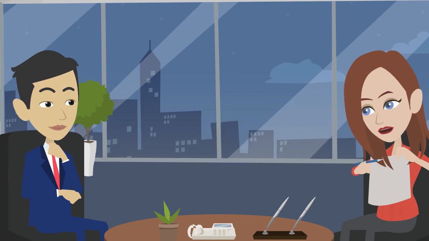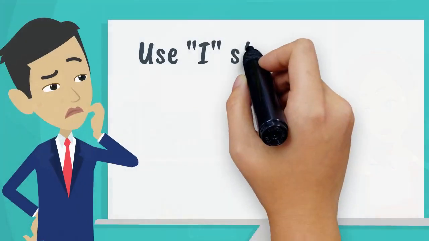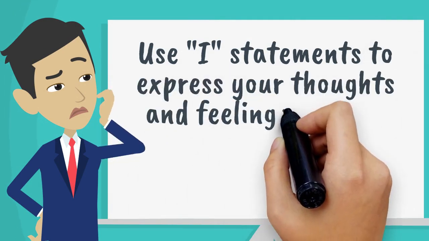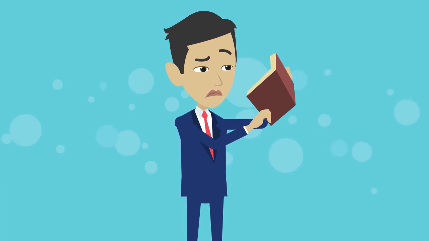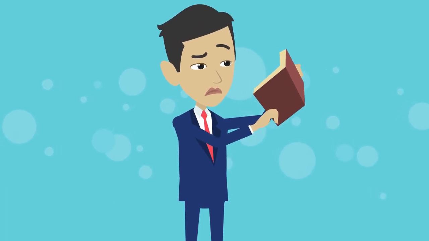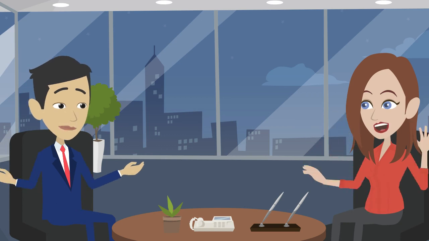Use active listening techniques to understand the other person's perspective. Use I statements to express your thoughts and feelings without placing blame on the other person. Avoid making assumptions and jumping to conclusions. Be willing to compromise and find a mutually agreeable solution.